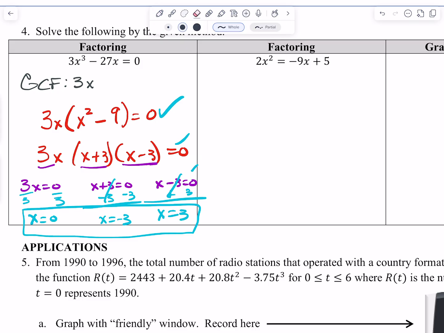So let's go ahead and start. So we're going to do the opposite operation. So we're going to do plus 9x. We're going to subtract 5. And we're going to add those over here to the left.